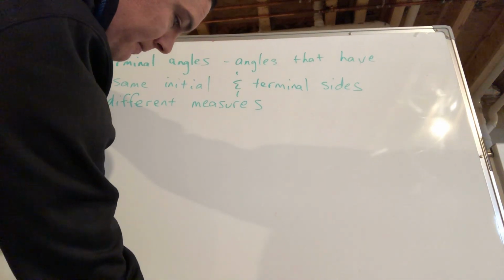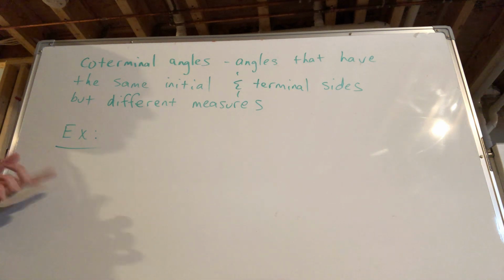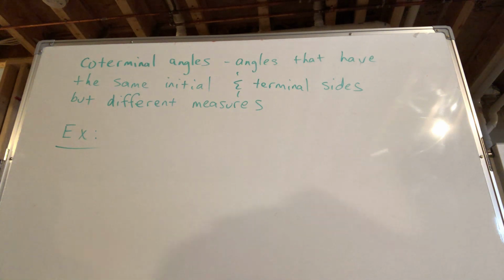So here we go. Coterminal angles are angles that have the same initial and terminal sides but different measures. And we've given an example already, 120 and negative 240. Those are coterminal angles. But I'm going to explain this a little bit further. Okay, so write this down. I'm going to go ahead and talk about it here. So pause the video if you still need time to write it down.